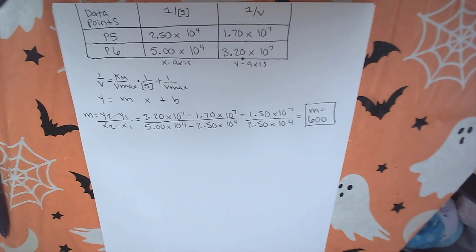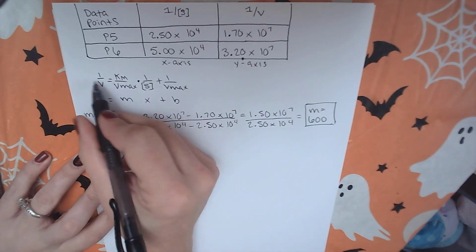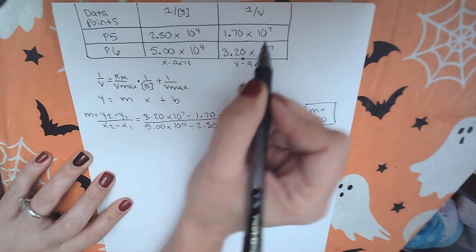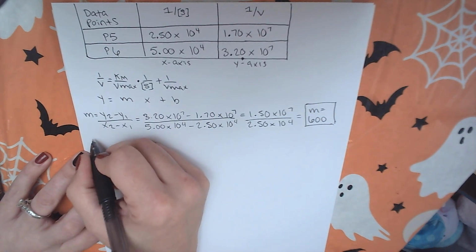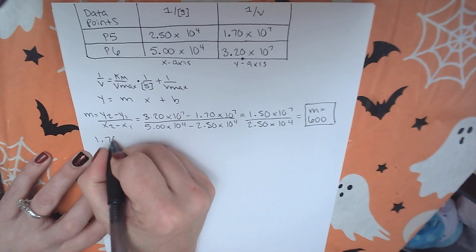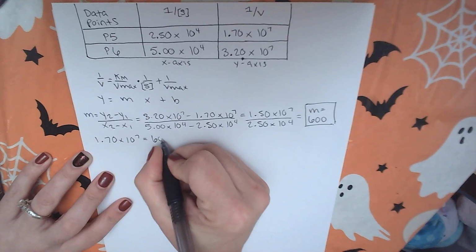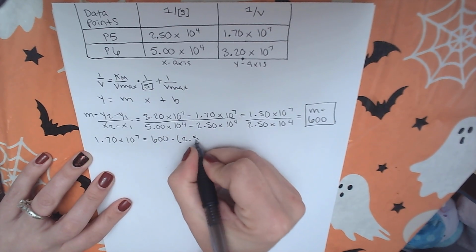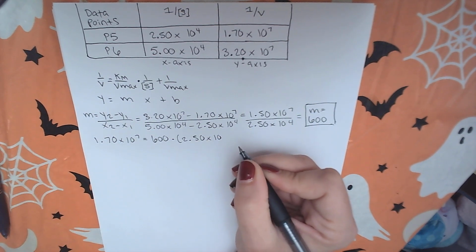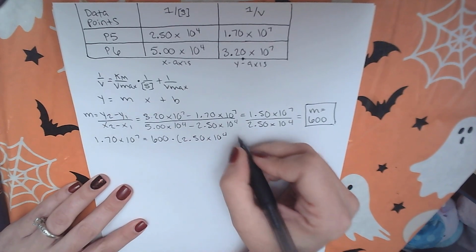All right, so now we have our slope. We need to solve for b. So by plugging them in, we'll use 1.70 for our y, for y equals mx plus b. So 1.70 times 10 to the 7 equals our m, which was 600, times our x, which is 2.50 times 10 to the 4, plus b.